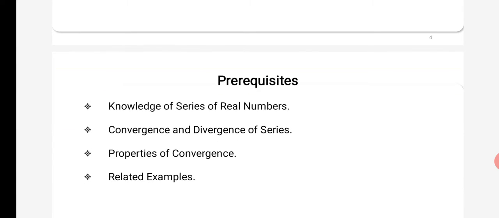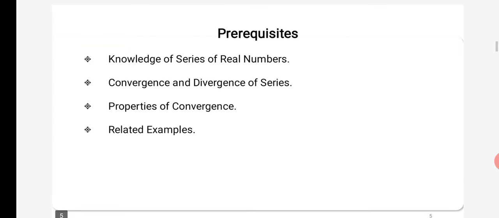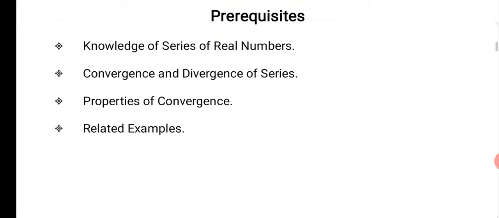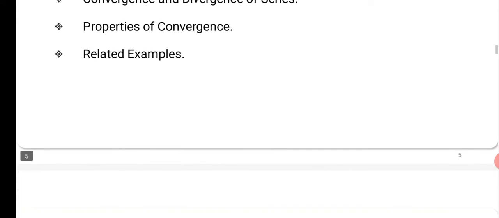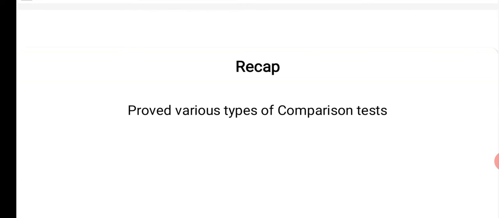Prerequisites: knowledge of series and real numbers, convergence and divergence of series, properties of convergence, related examples. Recap: we proved various types of comparison tests.